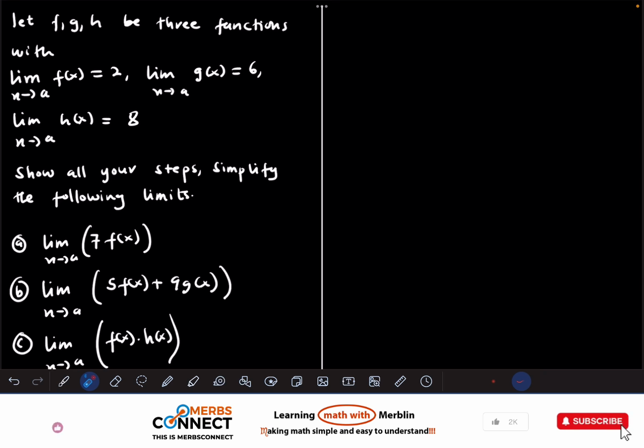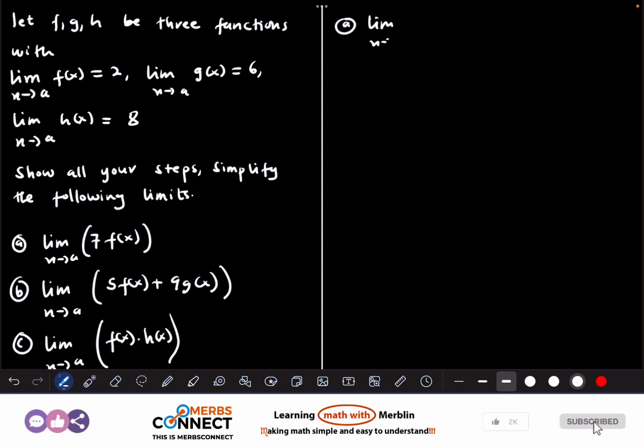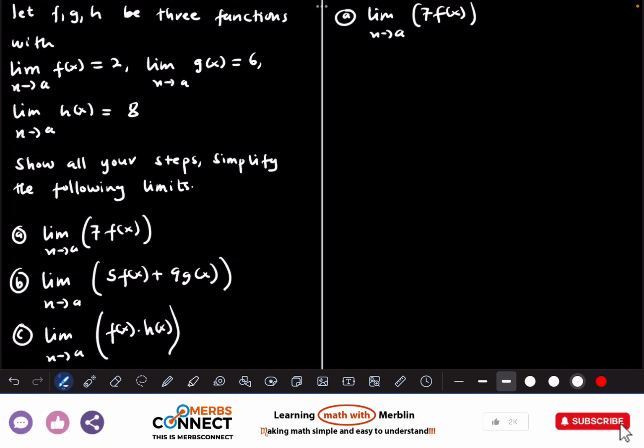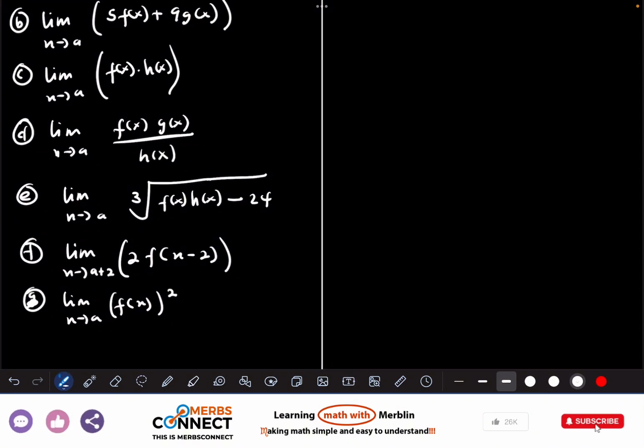So now let's take the first one. A, what is the limit as x is approaching a of 7f of x? So my question is, which property are we going to use? So in the comment section, you type A, then you mention the name of the property, up to the last one, which is g, right?